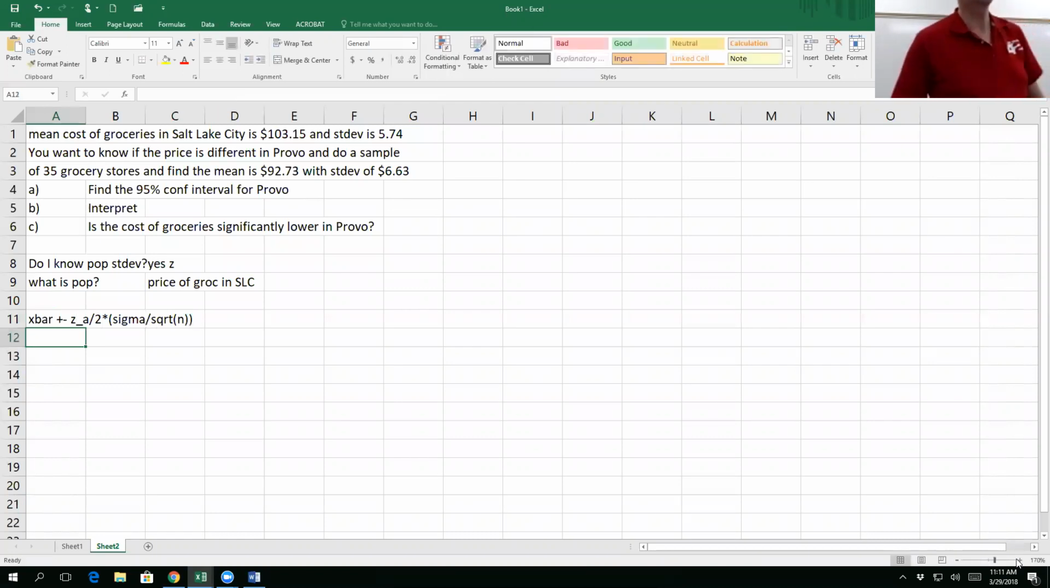Okay, so Alex, you've got that thing now. Let's figure out, do we know what x bar is? Actually, let's go through every number in here. Let's properly label them. Something is 103.15, Alex. What is it? No. It's mu. Why is it mu and not x bar? Because Salt Lake City is the population, right? Okay, what is 5.74? Alex? Which standard deviation? Sigma.